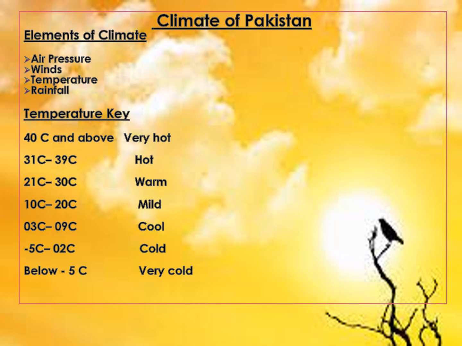Then if we talk about rainfall, the amount of water which comes to earth in the form of rain is called rainfall, and it depends on the humidity level of that area, the aridity of that area. It also depends on the altitude of that area where the rainfall is experienced. Then we have the temperature key: 40 Celsius and above is considered very hot, 31 to 39 hot, then warm, mild, cool, cold, and below -5 Celsius is considered very low.